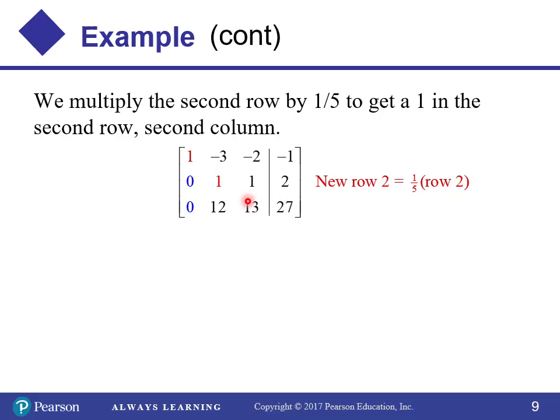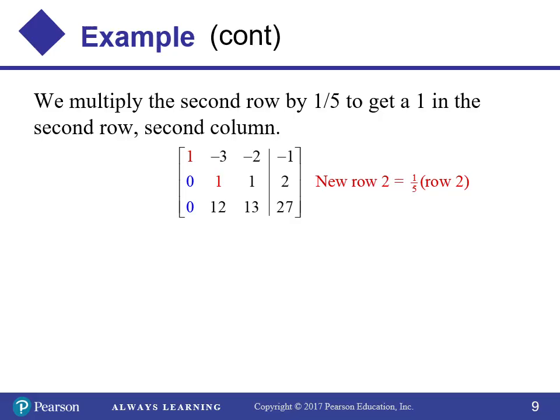Okay, now our next step is to try to get a 0 right here where the 12 is. Well, I can use this row right above it, and that's why we want to get the 1 there. Because if I can multiply this row by a -12 and add it to this row, then I can get my 0 right there. Okay, so that's the next step that they're going to do. So let's actually go through and do that.